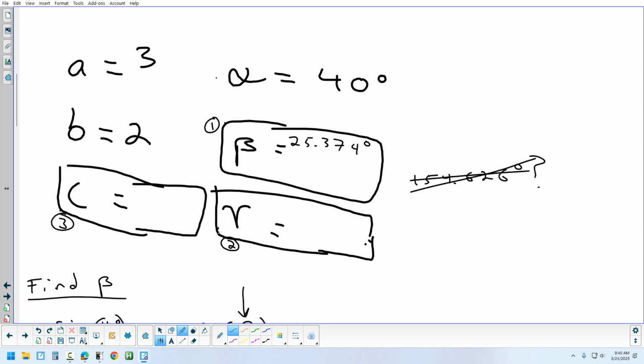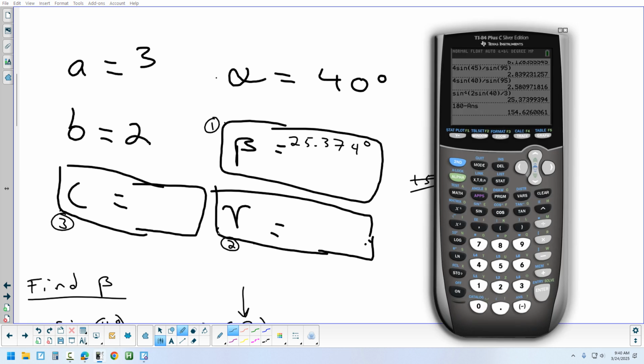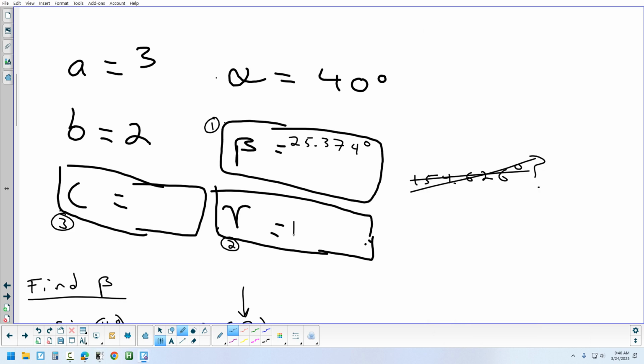All right. Now, we've got alpha and we've got beta. How can I get gamma? Yep, so if I add those up, 40 and 25 gives me 65. So do 180 minus 65.374. And that gives me 114.626. Now the bottom row is a partial row. Okay, I can work with a partial row. I couldn't work with it before because it was an empty row. Now it's not.